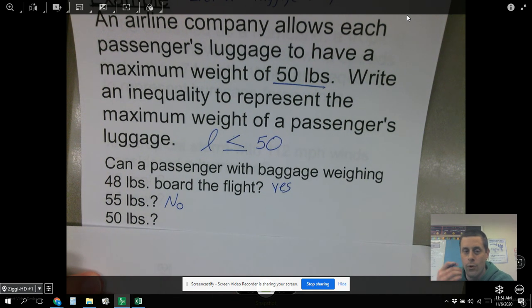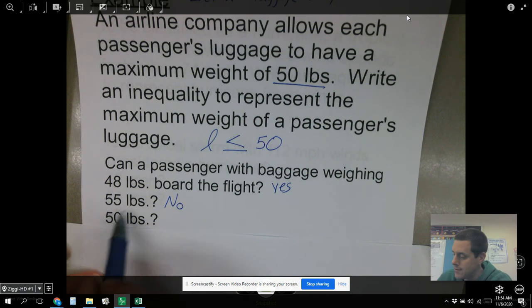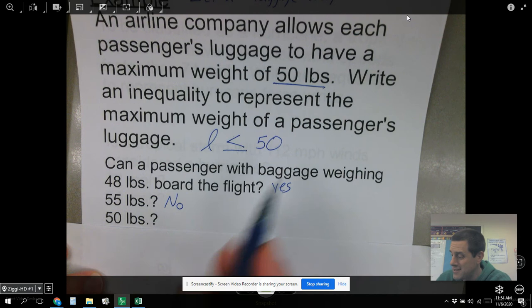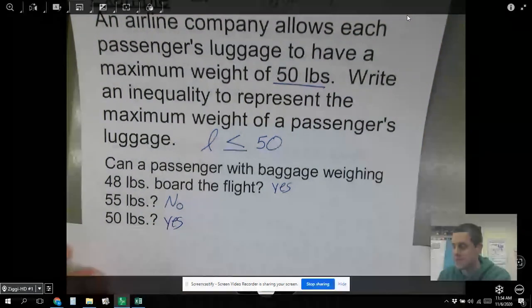Finally, what if it is at exactly 50 pounds? Plugging 50 into here, is 50 less than or equal to 50? Well, 50 is equal to 50, so it is true. Yes, it is a solution.